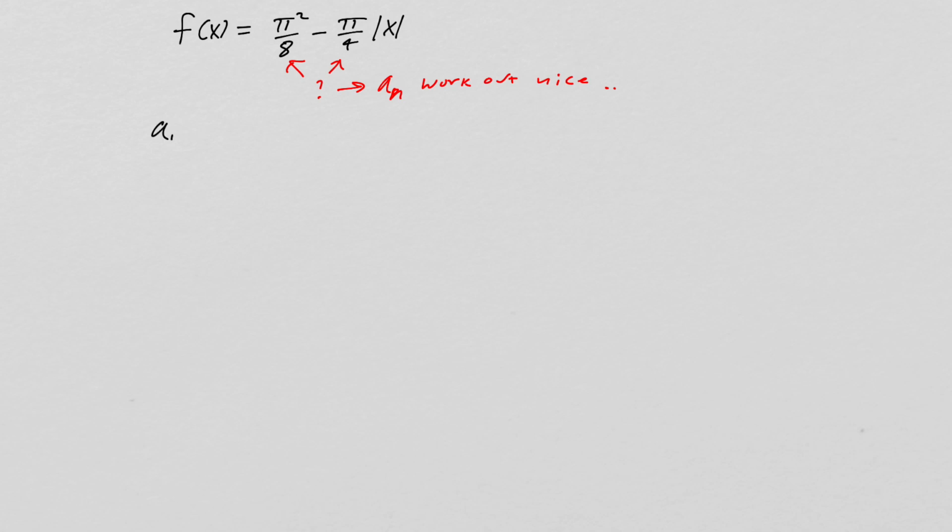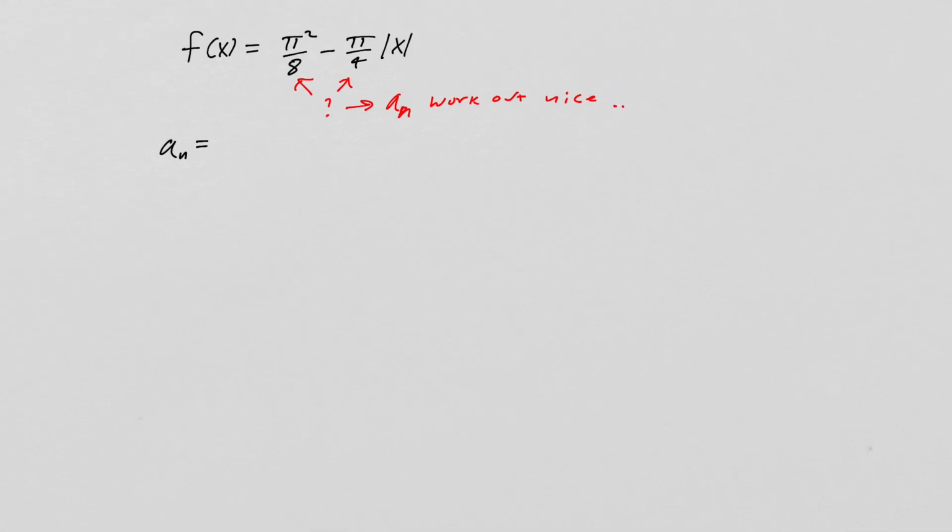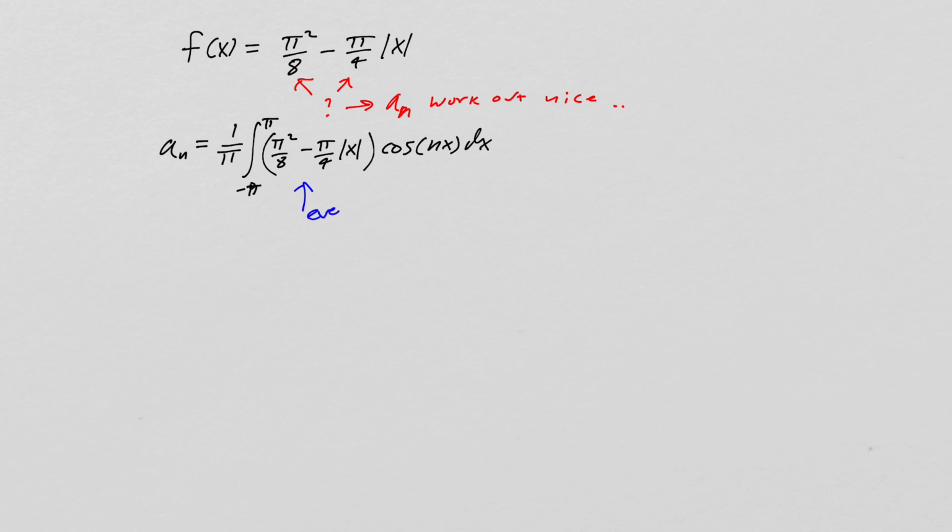So we know our formula: a_n is going to be equal to 1 over pi, the integral from negative pi all the way to pi, of pi squared over 8 minus pi over 4 times the absolute value of x, all multiplied by cosine of nx dx. But I'll again note here that this is an even function, and that cosine is even as well.